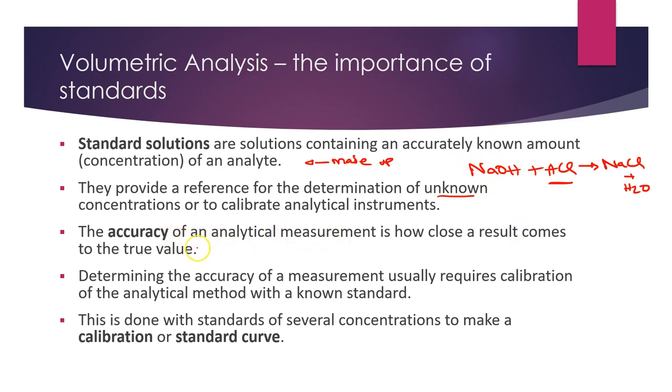So the accuracy of the measurement, okay, refers to how close it is to the true value. Okay, so usually this means we'll have comparisons to literature values or perhaps recommended daily intakes or governmental guidelines or things like that. Okay, so how accurate our analysis is is how close we are to the true value. Determining the accuracy of this measurement requires calibration of the analytical method, i.e. having a standard.